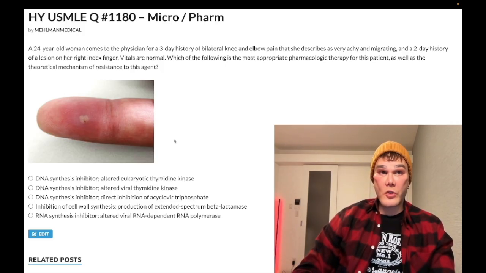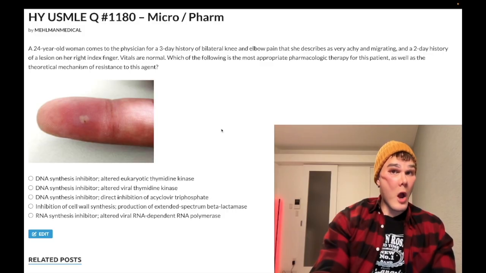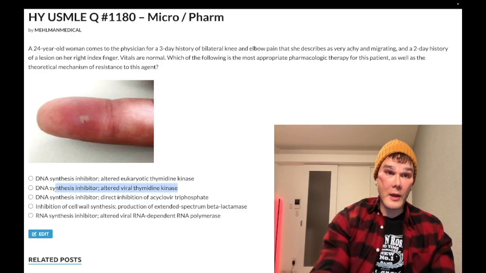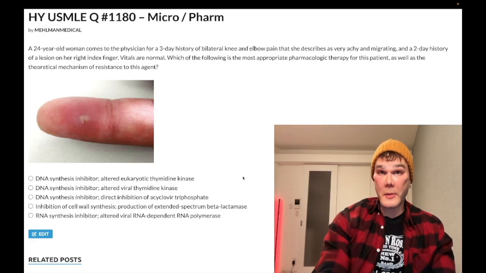Okay, but you would treat herpetic Whitlow, even though it's wrong in this case, with acyclovir or valacyclovir. It's a DNA synthesis inhibitor, causes chain termination, and the mechanism of resistance to that drug would be altered viral thymidine kinase. Not correct in this case, but that's exceedingly high yield for USMLE.